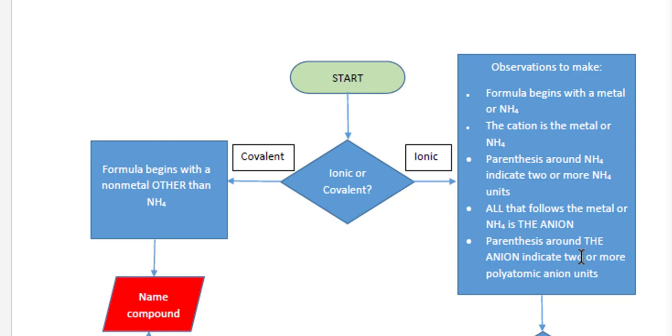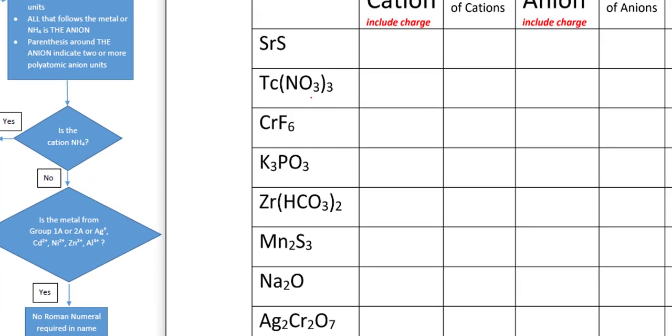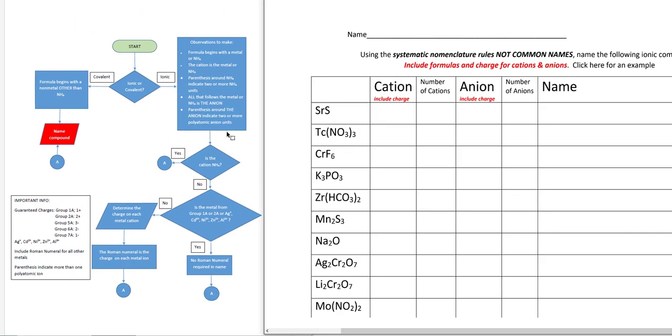You need to know that ionic compounds have a cation and an anion, and this is explained in detail in another video. Parentheses around the anion indicate 2 or more polyatomic anion units. For example, TcNO3: NO3 is a polyatomic ion, and there's more than one NO3 polyatomic ion unit, and there are 3 of them because that 3 is outside of the parentheses. So all these little details you want to pay attention to.